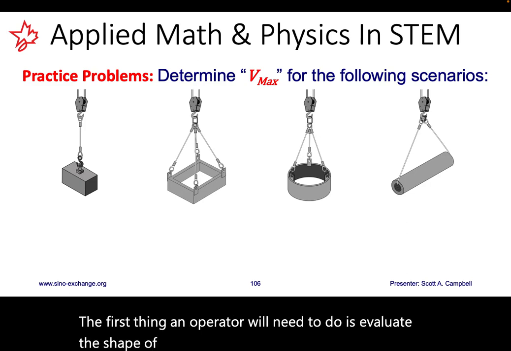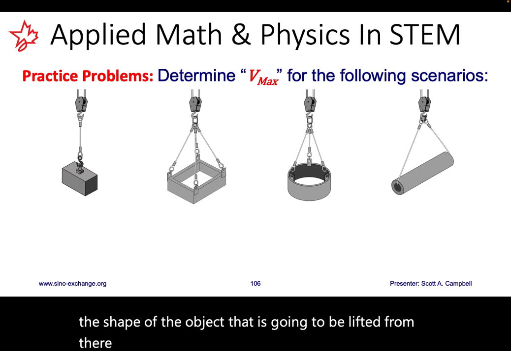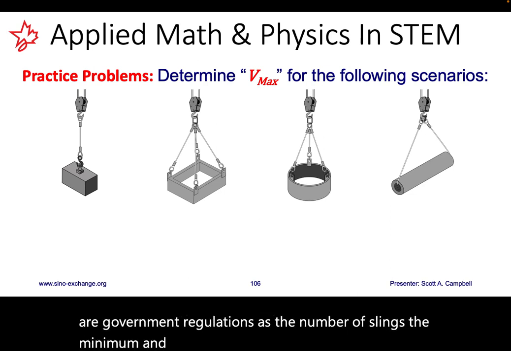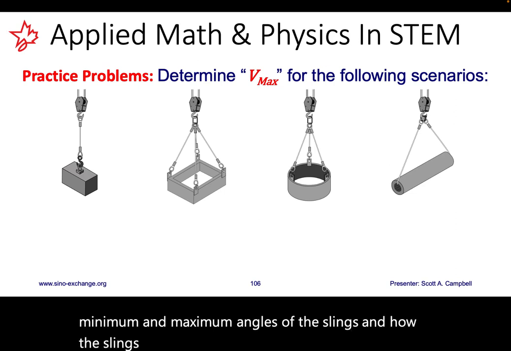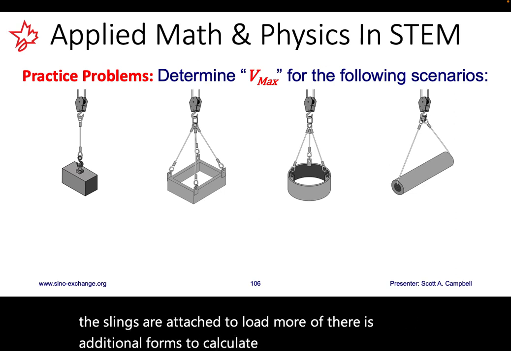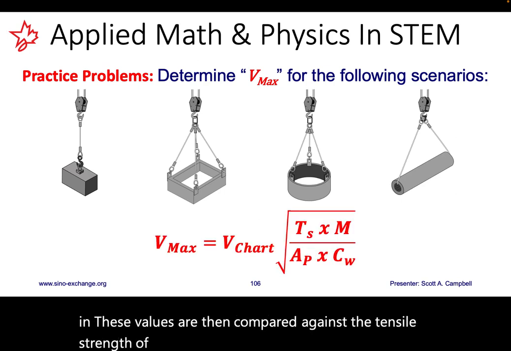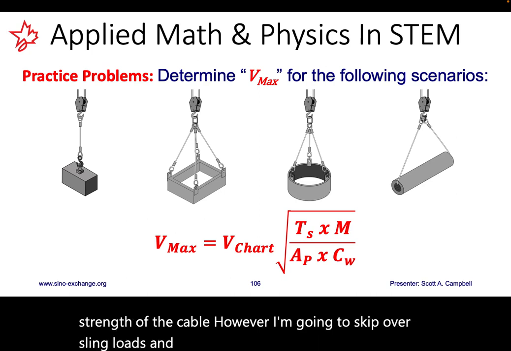The first thing an operator will need to do is evaluate the shape of the object that's going to be lifted. From there, they'll need to properly sling the load. Now, there are government regulations as to the number of slings, the minimum and maximum angles of the slings, and how the slings are attached to the load. Moreover, there are additional formulas to calculate the tension of each sling, and these values are then compared against the tensile strength of the cable. However, I'm going to skip over sling loads and go straight into wind coefficients.